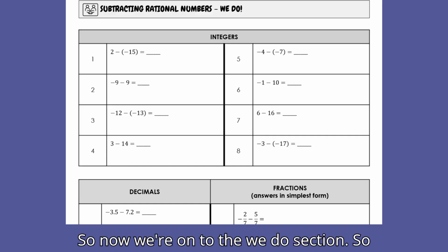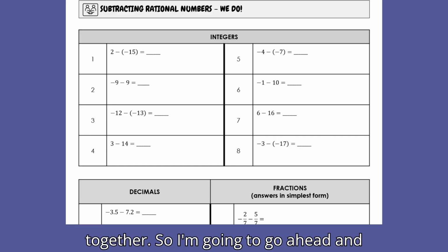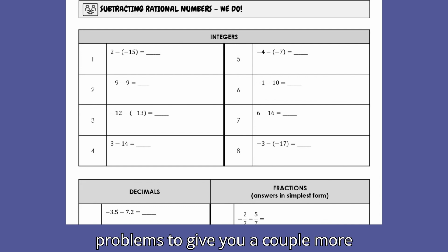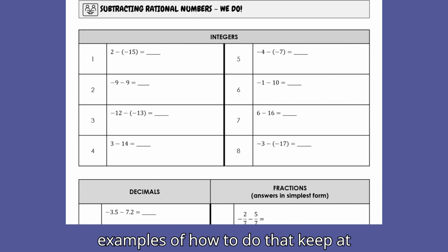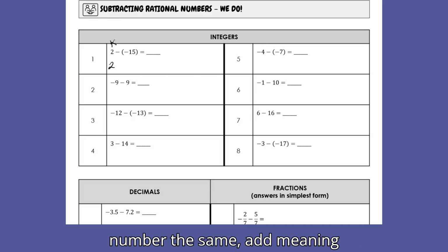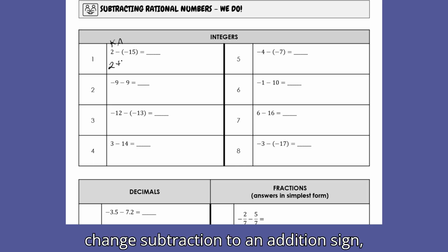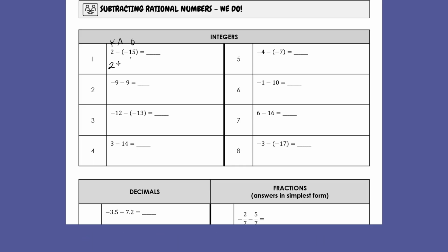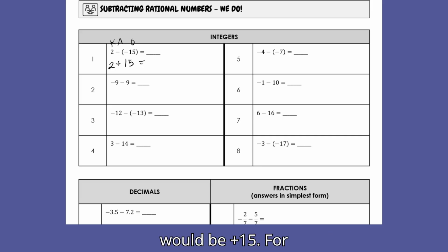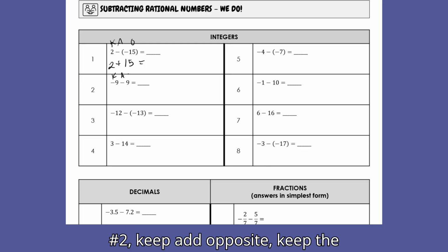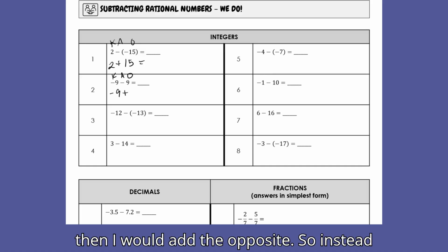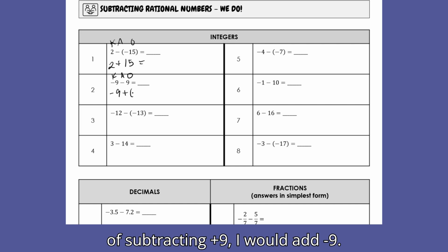So now we're on to the we do section. So we're going to be doing a lot of these together. So I'm going to go ahead and convert the first two to addition problems to give you a couple more examples of how to do that keep, add, opposite. So let's look at the first example. We're going to keep the first number the same, add meaning change subtraction to an addition sign, and then change the sign of the second number to its opposite, which would be +15. For number 2, keep, add, opposite: keep the sign of the first number, which is -9, and then I would add the opposite. So instead of subtracting +9, I would add -9.